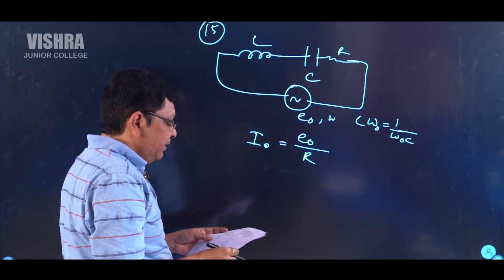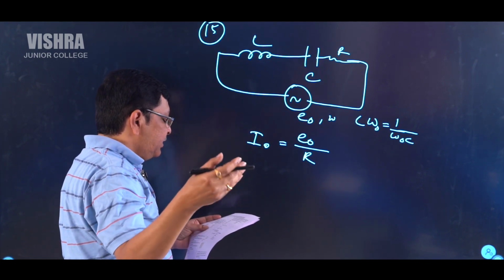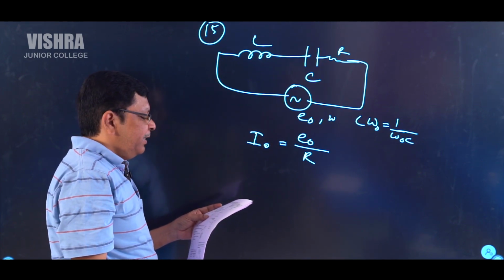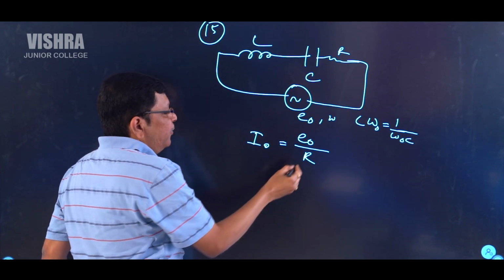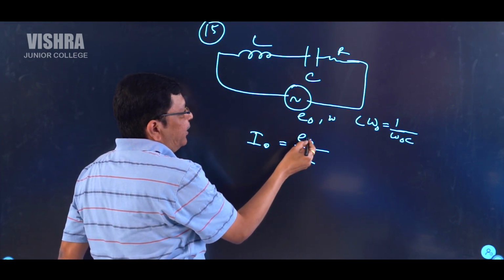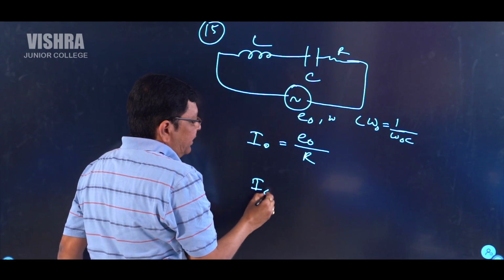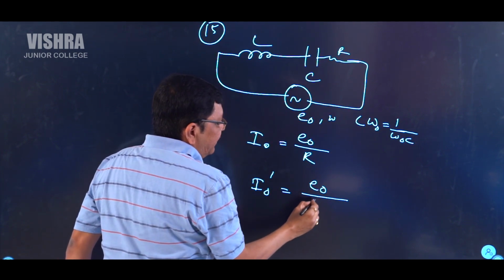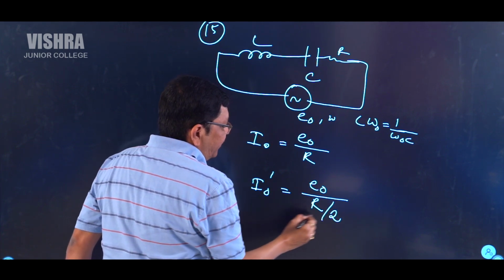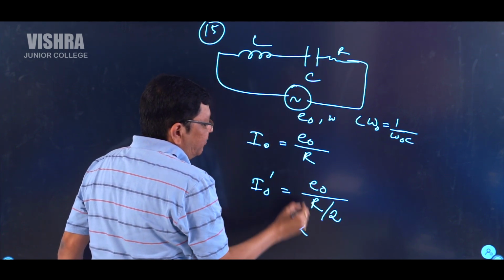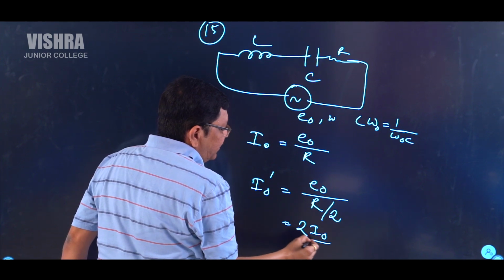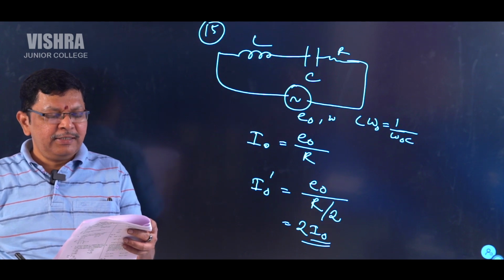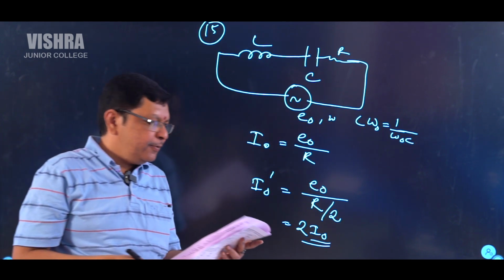And in the second case he is asking what the maximum amplitude of current is if the resistance is replaced by a resistor of resistance R by 2. Only he is replacing R with R by 2, the source is the same. So in the second case, the maximum current amplitude is the same EMF amplitude, and in the place of R he replaced with R by 2. That is 2 times E0 by R, that is 2 times the initial value. So the answer is 2I0 in the second case. And that's about that problem. Let us go to the next one.